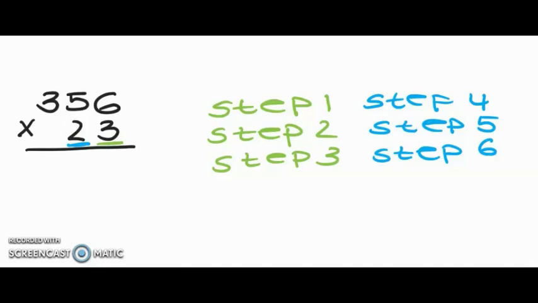Now, let's begin. The first step, step 1, we have to multiply 6 with 3. What is 6 times 3? 6 times 3 is 18. As you can see, I stored the 1 on top of the 5. What is 5 times 3? 5 times 3 is 15. Now we add the 1 that we stored on top of the 5. That will give us 16.